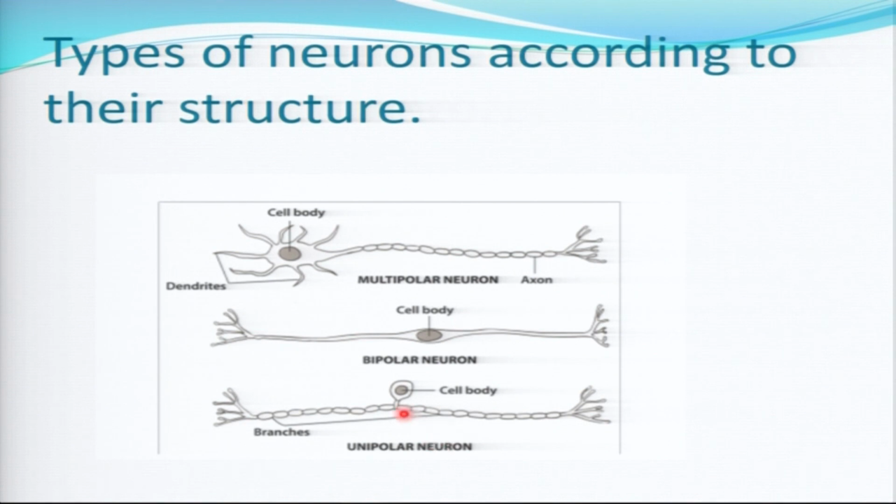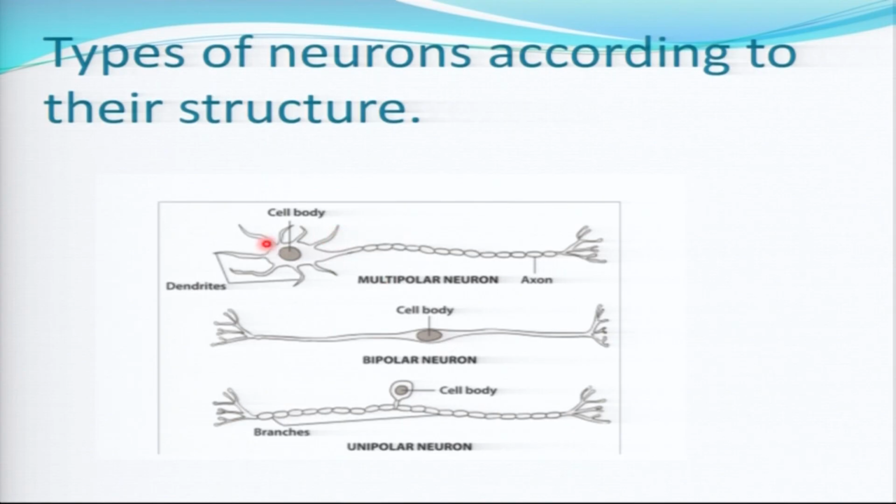So now we have also the unipolar neuron. It has a single process, one process. You see, this is the cell body, and then this is the axon. So we have this one process. And even this, it has one dendrite.